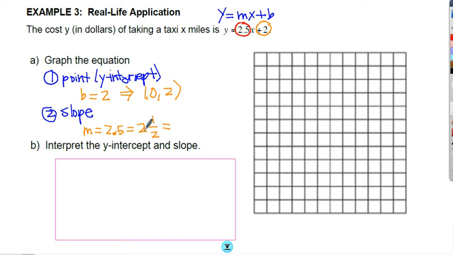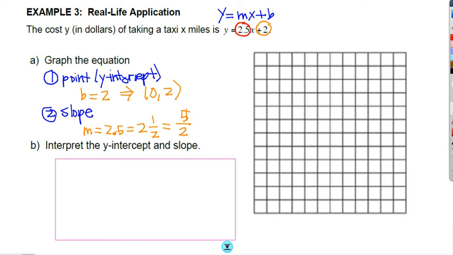2 times 2 is 4. 4 plus 1 is 5. So 5 is the numerator, and the denominator stays the same, so it's just 5 over 2. And we just need to put these all together in this graph.